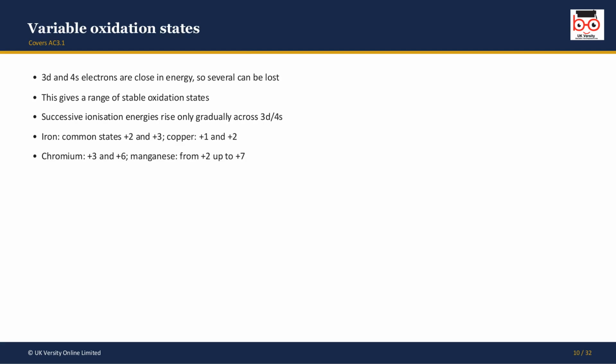One hallmark of the true transition metals is variable oxidation states. Because the 3d and 4s electrons are so close in energy, several of them can be lost, giving a whole range of stable oxidation states. The successive ionization energies rise only gradually across those subshells, which is what makes this possible. So iron commonly shows +2 and +3, copper +1 and +2, chromium +3 and +6. And manganese runs all the way from +2 up to +7.